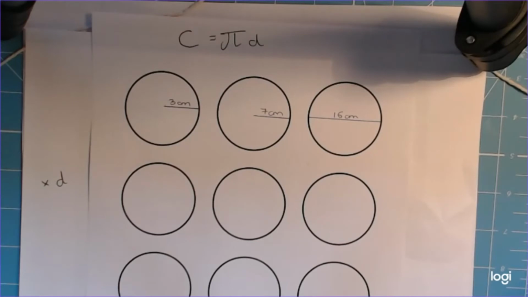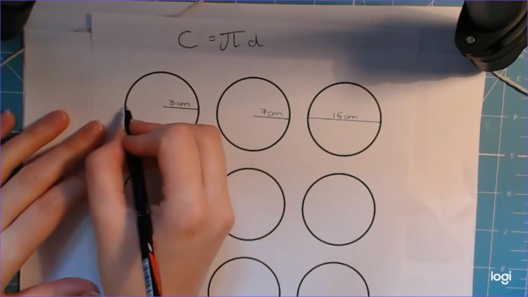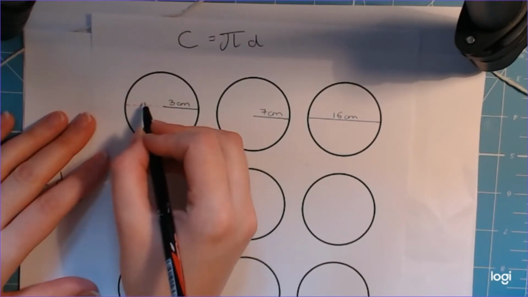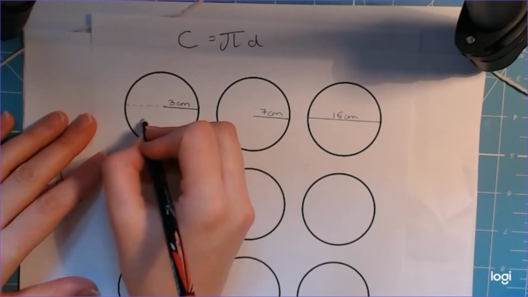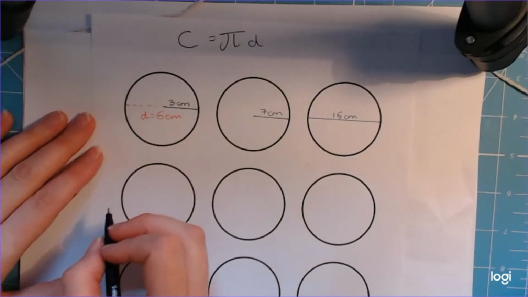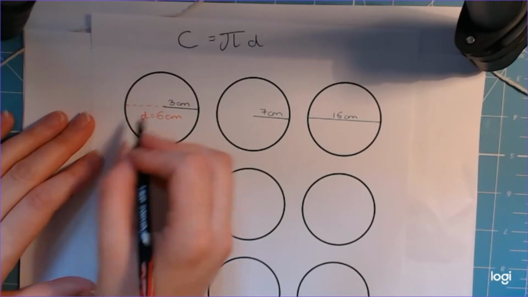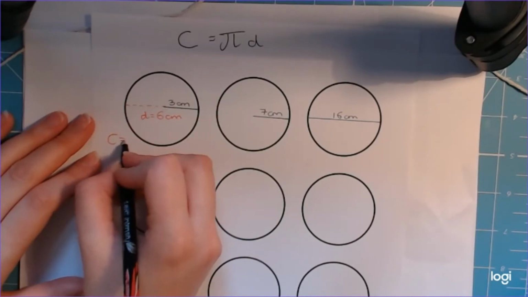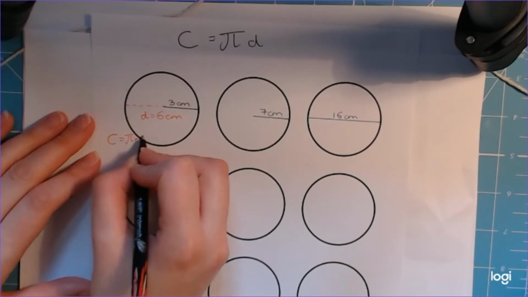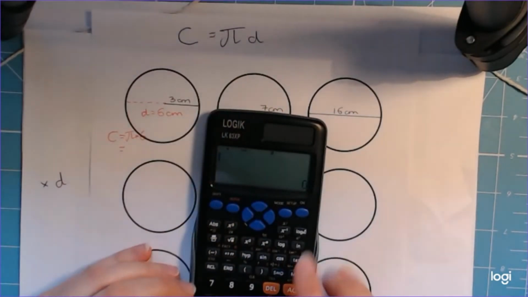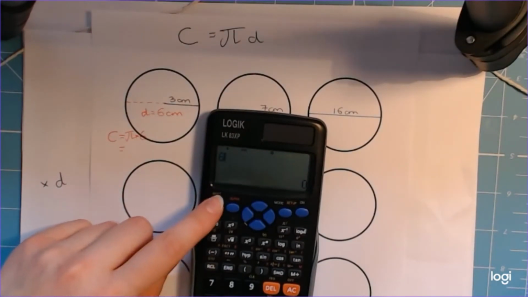But think back, we did it just at the start of this activity. Remember, to find the diameter, if we came all the way across here, it's going to be double the radius. So the diameter is going to be 6 centimetres. So that shows us that for this circle here, we've got circumference equals pi times 6. And on your calculators, we should have 6 pi.